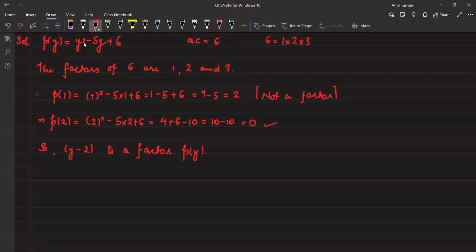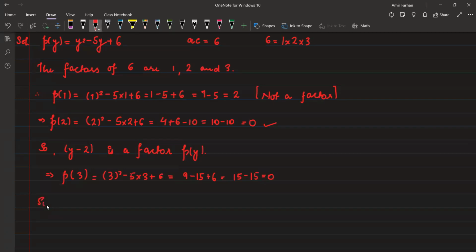Yes, 2. So one factor we have got. Let's find out the next one. Now the third factor is 3. p(3) is equal to 3 square minus 5 into 3 plus 6, which is 3 square is 9 minus 15 plus 6. So 9 plus 6 is 15, minus 15, it is equal to 0.